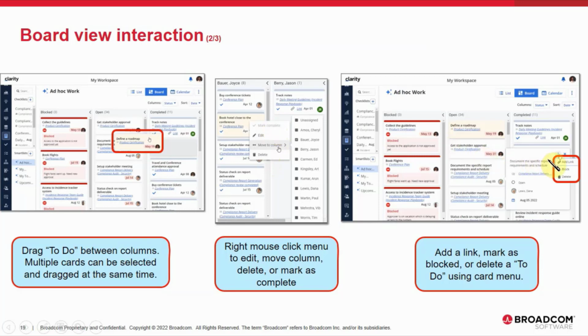Once the to-do is opened up for editing, the menu that is available will display the information that I can add to that specific to-do, which is I can add a link, I can block it, or I can delete the to-do.